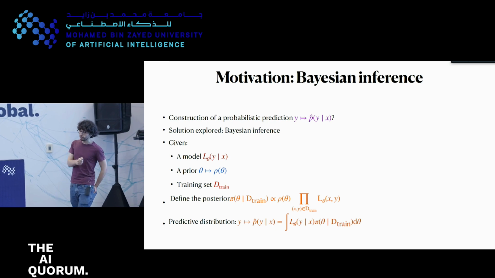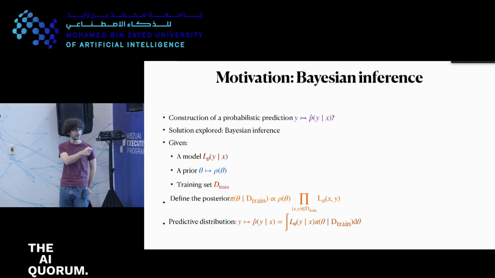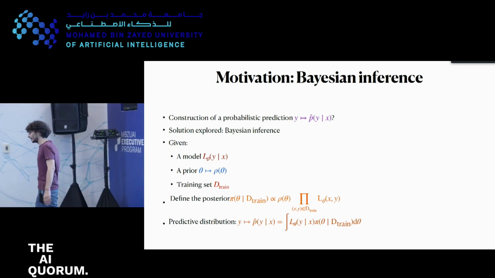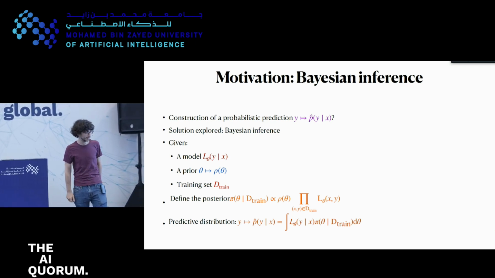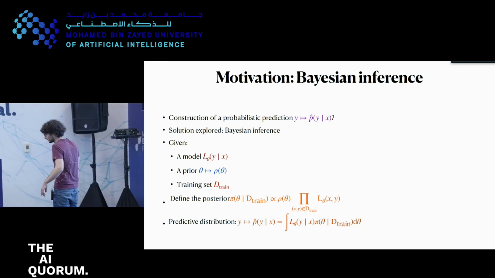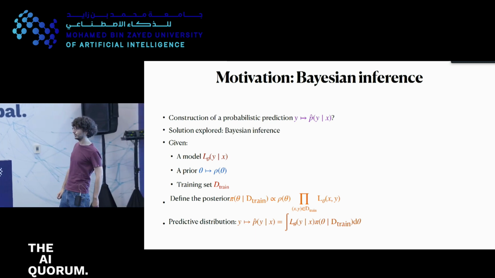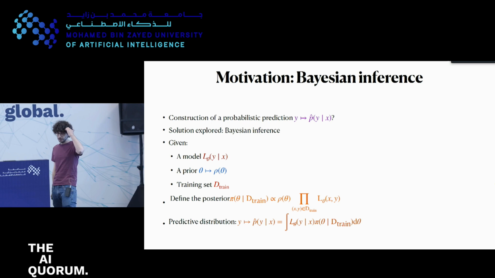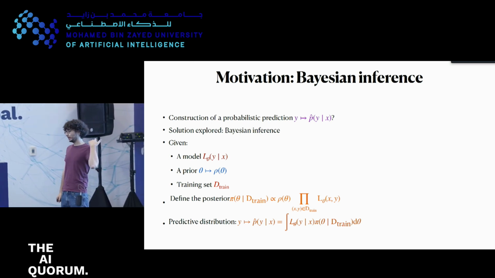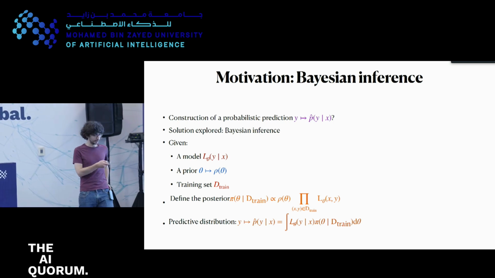I choose my favorite prior, and given my training set, I can define my posterior, which is simply proportional to my prior times the product of my likelihood at my given data. Then I can define the predictive distribution associated with my posterior, which is just the integral of my model against my posterior distribution. So you average your prediction given your posterior knowledge of the data. That's the rationale behind Bayesian inference.